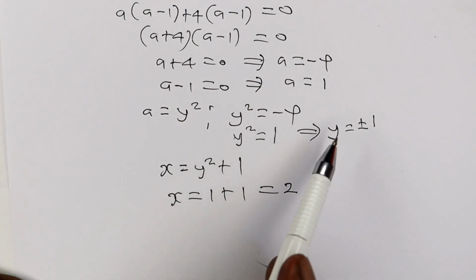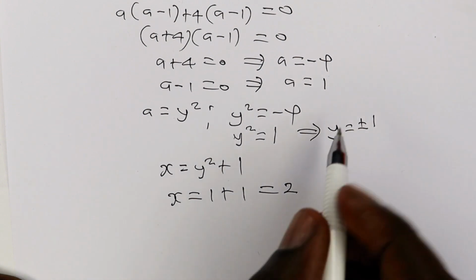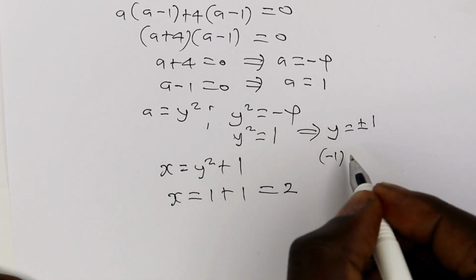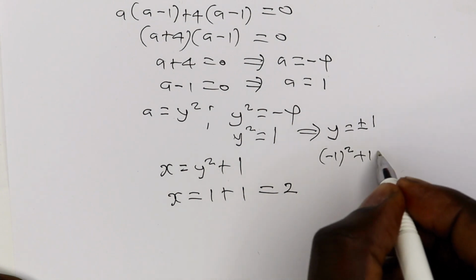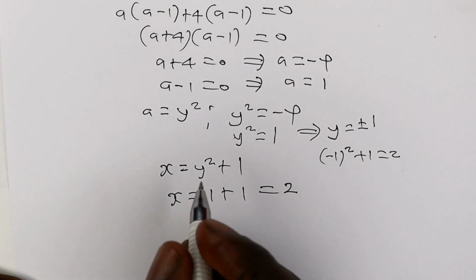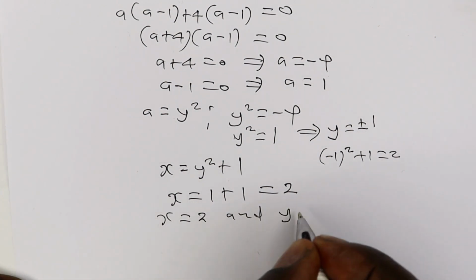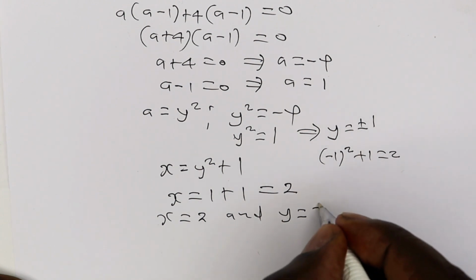Even if you take the value of y as negative 1, we're going to have negative 1 squared plus 1, which is still 2. Or if it's 1, it will give us the same thing. So it therefore means that x is 2 and y is plus or minus 1.